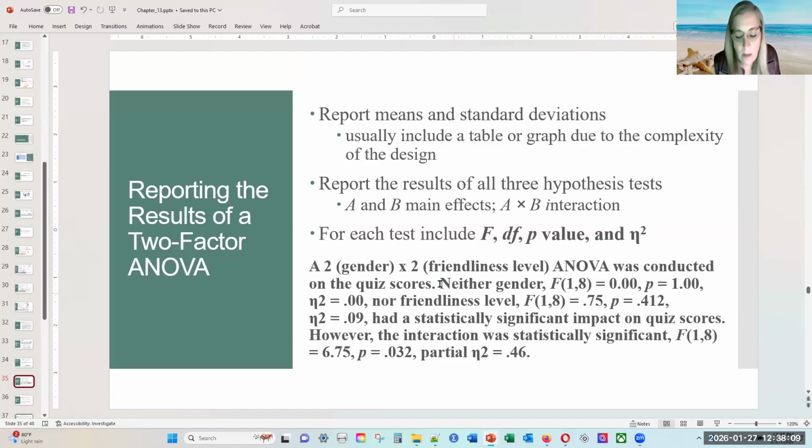So those first two mentions are actually mentioning main effects. It's saying there was no difference for gender, and there was no difference for the other factor of friendliness. But then the last part states that the interaction was statistically significant. So if you graphed it out, it probably looked like a perfect X, remember? And then they give the outcome for that interaction as well as effect size here.